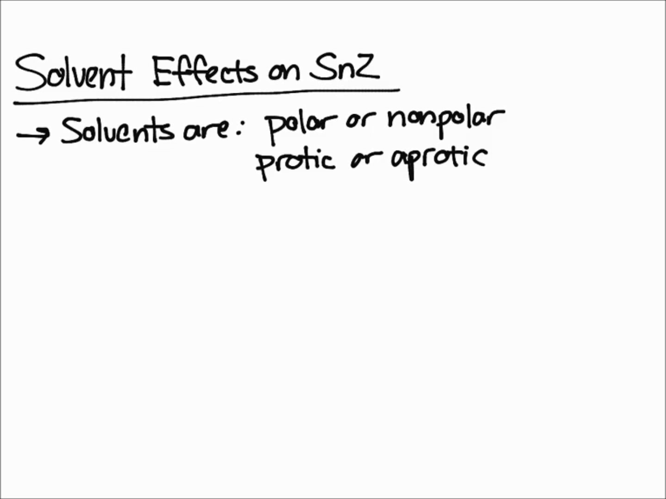So in this video, I'm going to talk about how different solvents can affect an SN2 reaction. Solvents can be classified as polar or nonpolar, and protic or aprotic. Polar versus nonpolar is just talking about the distribution of electrons and whether you have an overall dipole moment, while protic and aprotic is essentially just referring to whether the molecule has acidic protons.